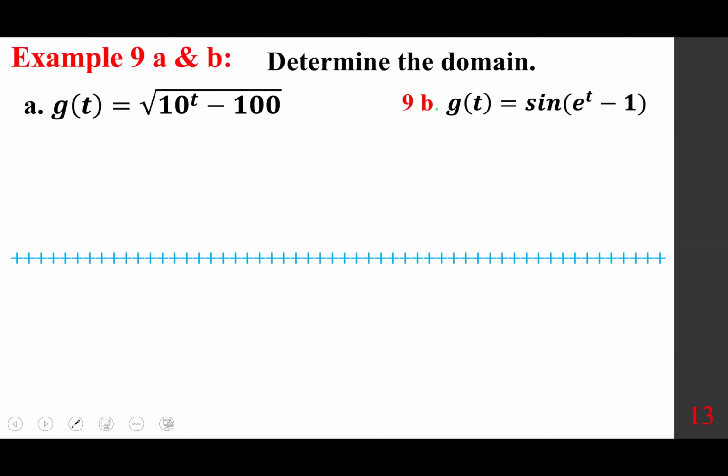All right. We want to figure out the domain for this function, g of t equals square root of 10 to the power of t minus 100. Because it's a square root, by the way, again, if the index is odd, the domain is all real numbers. The index, when we don't write it, the index is 2, class.